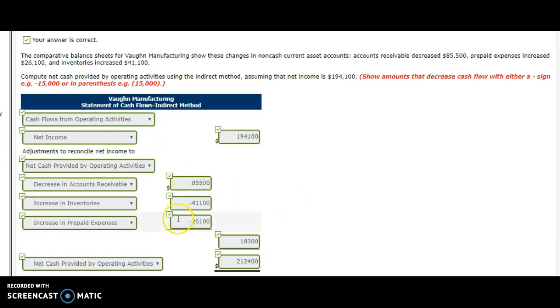We then total these three items right here, and we get $18,300. We add that $18,300 to our net income, and we get a net cash provided by operating activities of $212,400. And that is how you complete brief exercise 12-6.